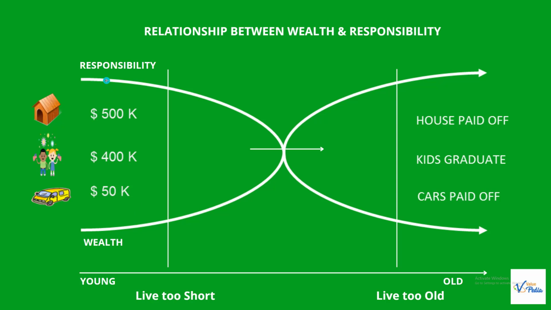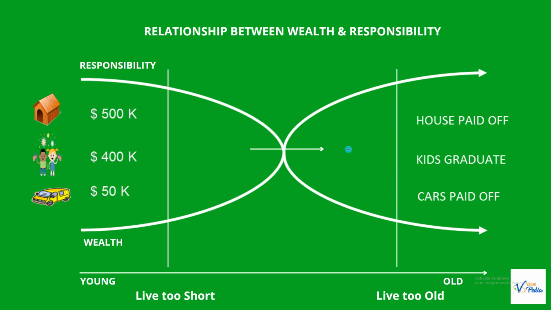In order to reduce our responsibility, we then need to build a wealth curve. Assuming that we have already saved half of it, then our responsibility goes half the way down. Eventually, hopefully, our house is paid off, our kids have graduated, and our cars are paid off. When we have low wealth and high responsibility, our situation is called less secure. But once we pay off everything, our situation is called more secure.